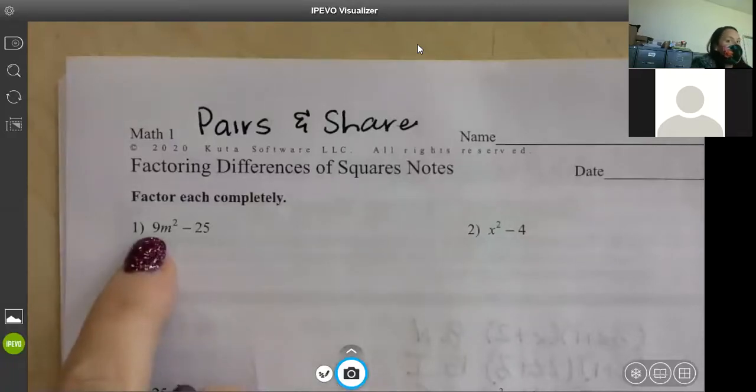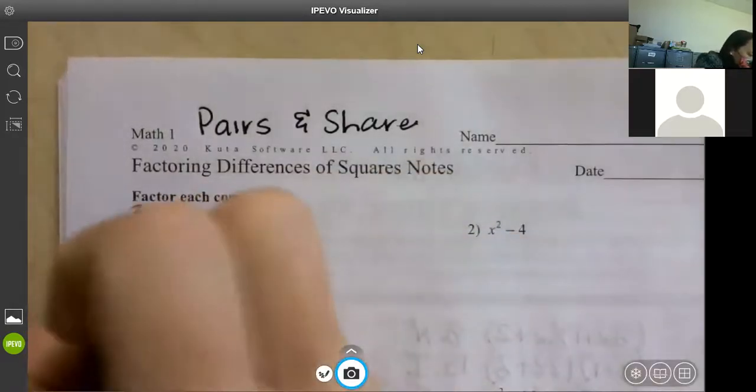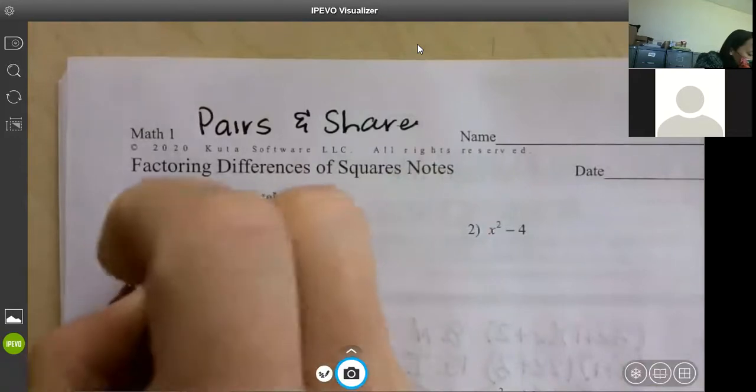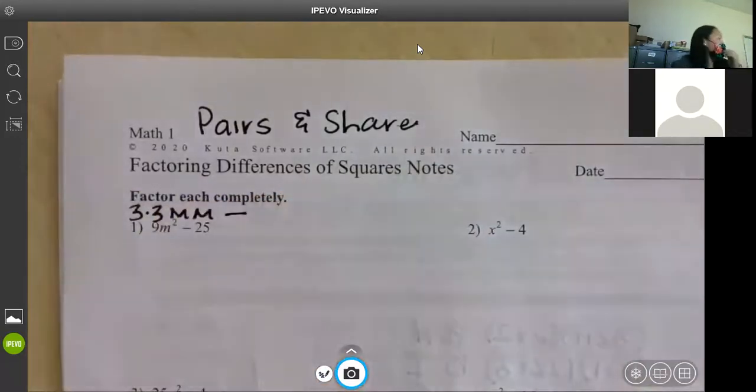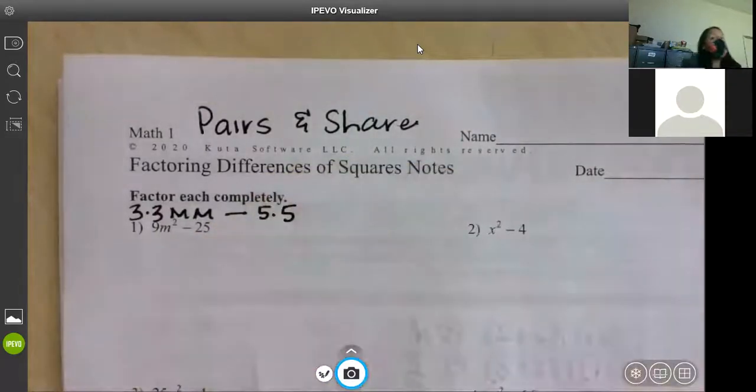So what are your factors of 9m squared? What are your factors of 9? 3 and 3. Your factors of m squared are 2 m's. We have a minus, that's the key here. If it's a minus, you can factor it. If it's a plus, you won't be able to do this. So it's got to be a difference. 25 is 5 and 5. So if you look, you have pairs. You have 2 3s, 2 m's, and 2 5s.